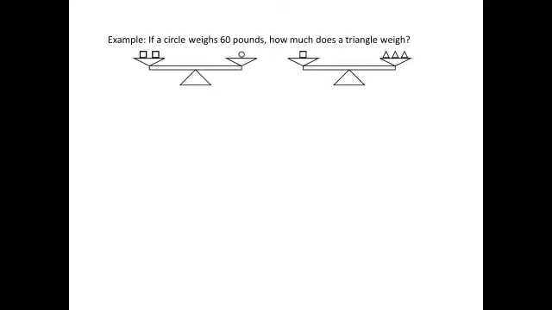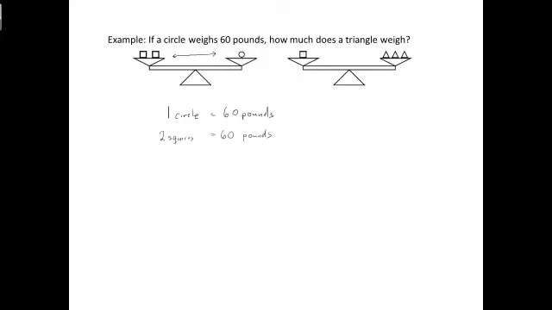Example, if a circle weighs 60 pounds, how much does a triangle weigh? This problem is more complicated because you have more pieces of information going into the problem. However, you can still get there logically step by step. One circle weighs 60 pounds. This is where we start. We know that one circle is completely balanced with two squares. So two squares weighs 60 pounds.